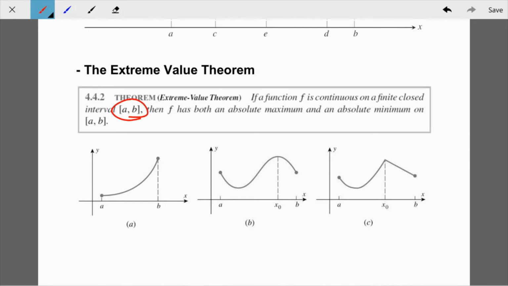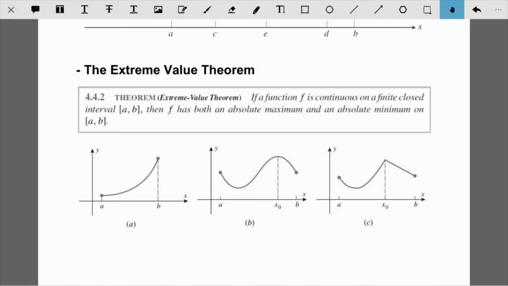So the extreme value theorem is just basically going to tell us that if we are operating on a closed interval and we have a continuous function, then we know that we have to have an absolute max and we have to have an absolute minimum. Okay, so that's the first part of it.